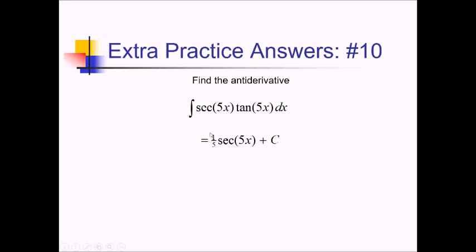So if you actually take the derivative to check this, you're going to have 1/5 times secant of 5x tangent of 5x times a factor of 5 using the chain rule, which would cancel this out and give us what we started with inside the integral.